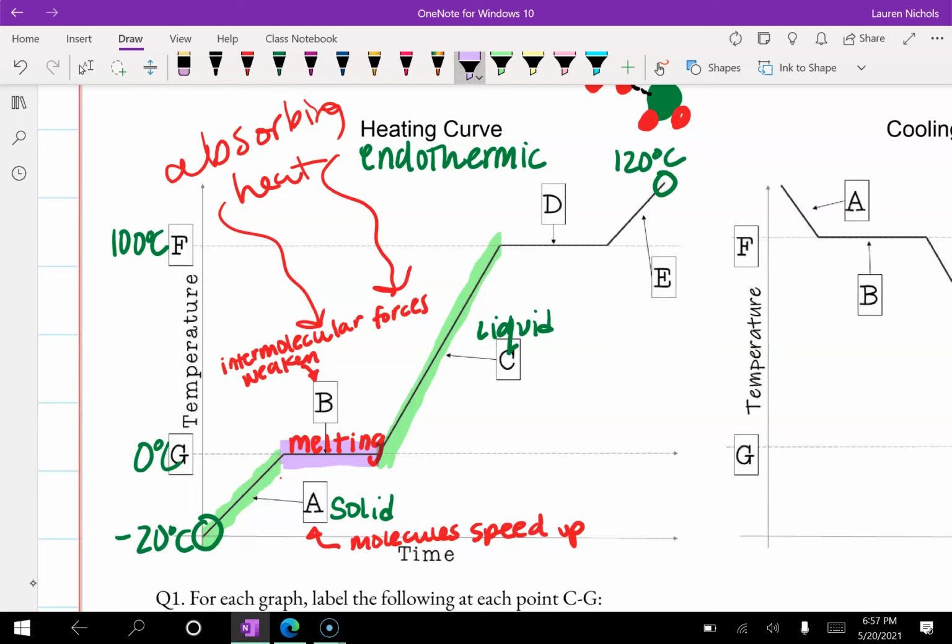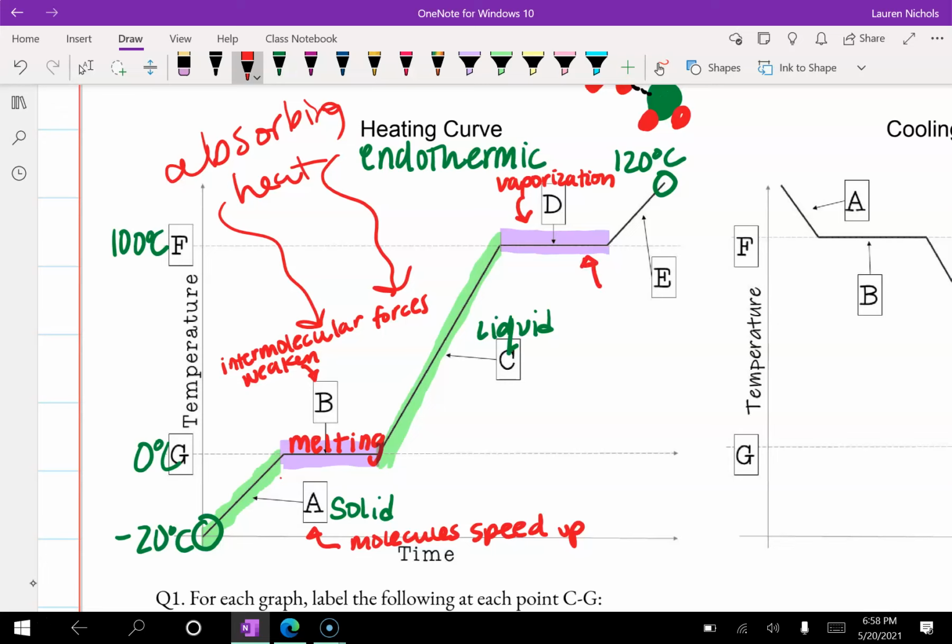And just like in part A, the molecules are speeding up. And then when we get to point D at 100 degrees Celsius, well, we see that there's another phase change happening. And this is going to be the change between a liquid and a gas. So this is vaporization. Now there are two processes in vaporization, and this is boiling and evaporation.